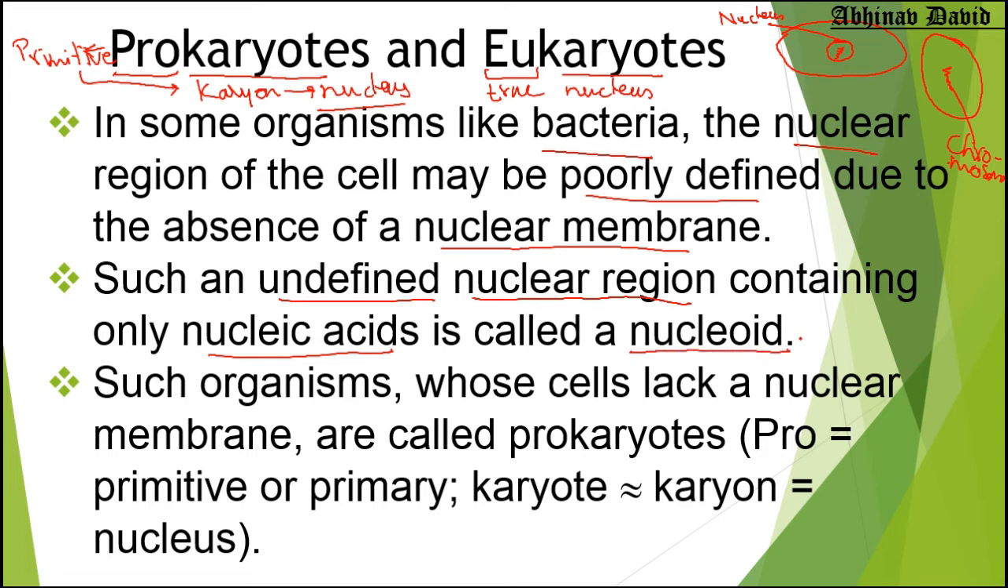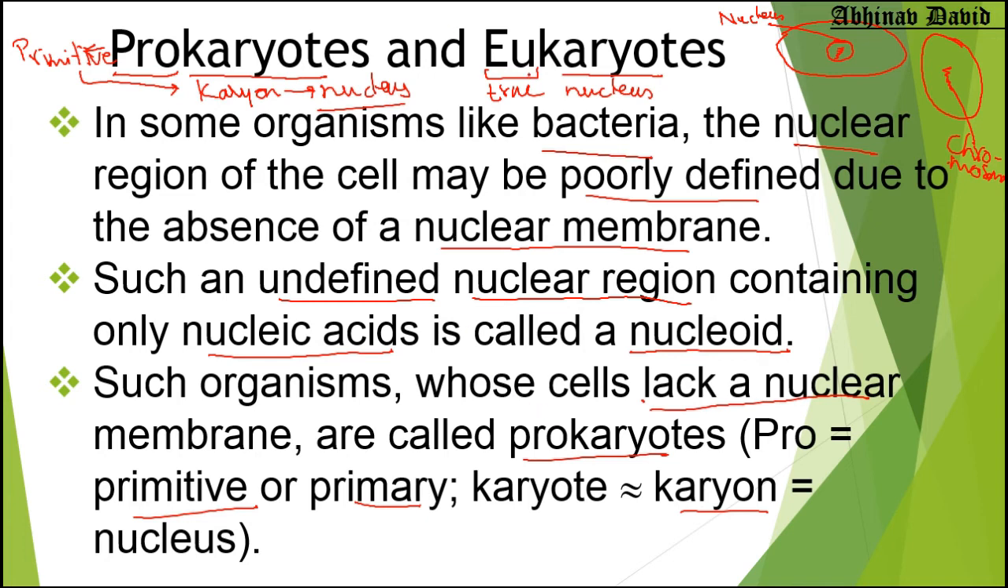So prokaryotes do not have a nucleus, but they have a nuclear region, meaning a central region is present. That central region is present in the prokaryotic cell, and it is called a nucleoid. Such organisms are called prokaryotes, whose cells lack a nuclear membrane. Pro means primitive or primary, karyote means karyon or nucleus. I hope this is very clear to you all.